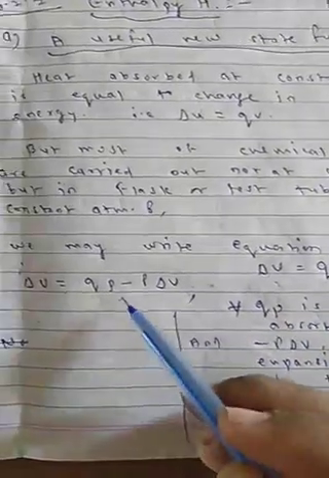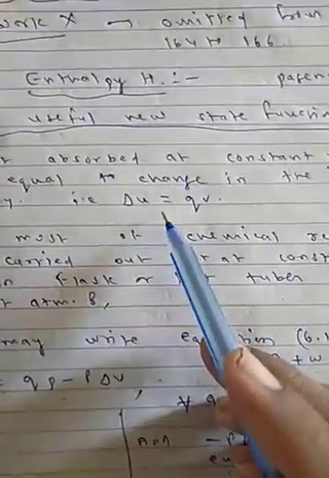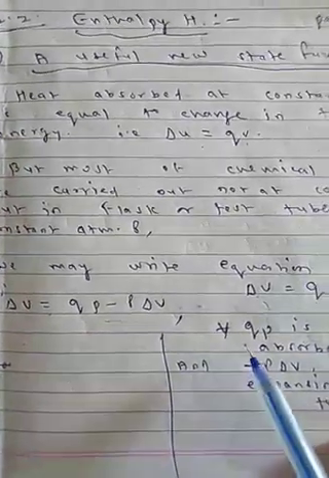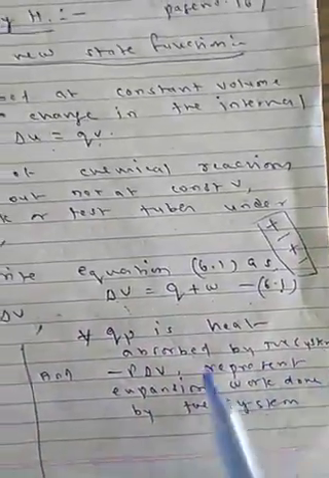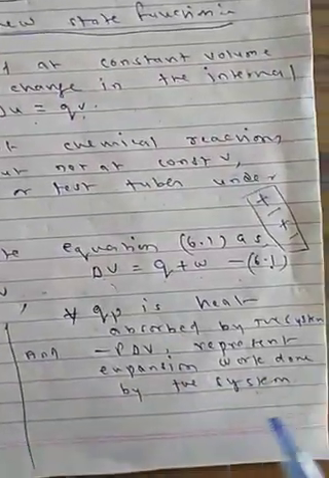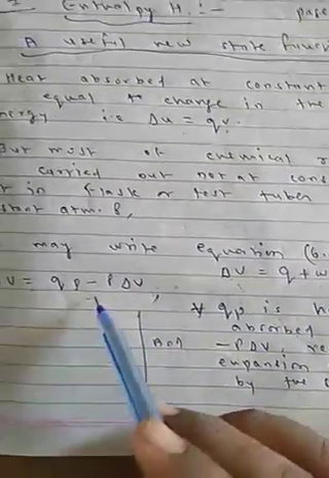Okay, so what is this QP? Delta U is equal to QV. Instead of this we will say QP minus P delta V, where QP is positive. Positive means heat is absorbed by the system, as I said earlier, and minus P delta V represents expansion work done by the system. So if the value is minus, work is done by the system, and QP means heat absorbed, an endothermic reaction.